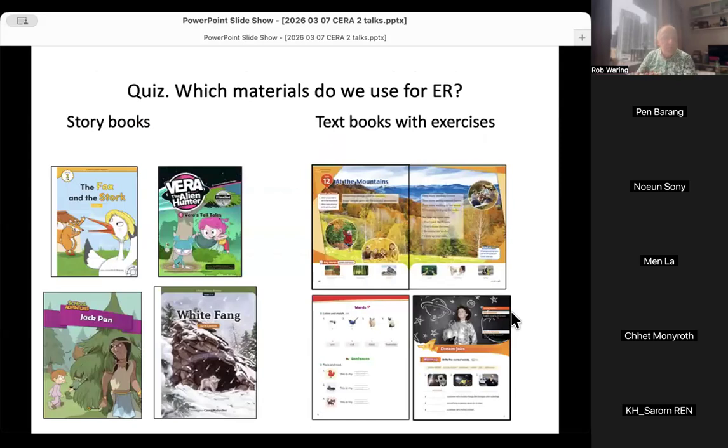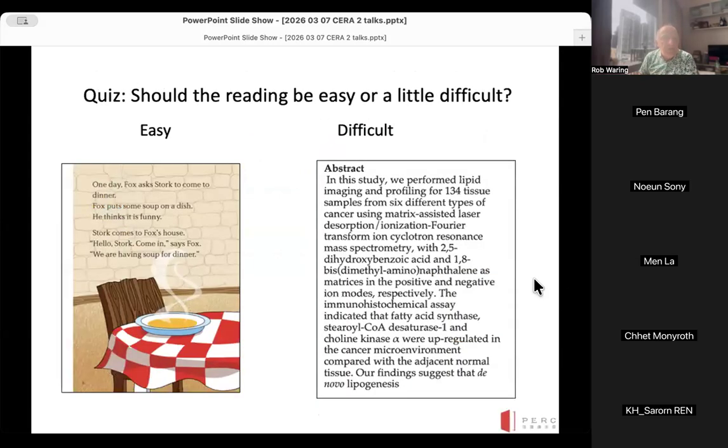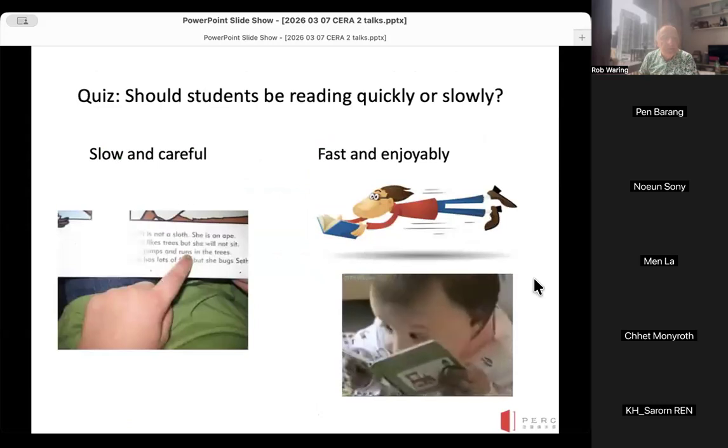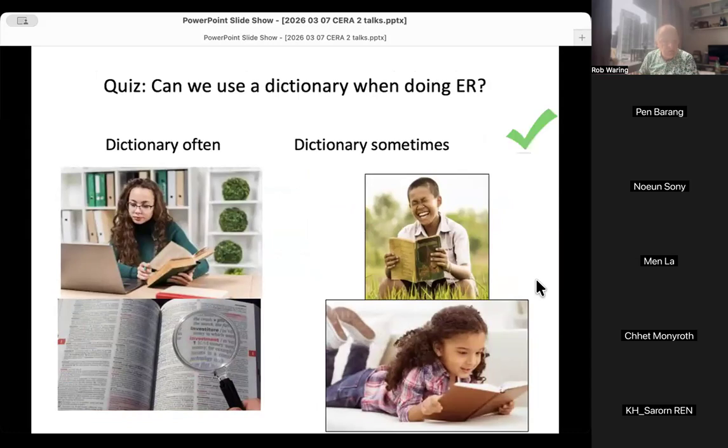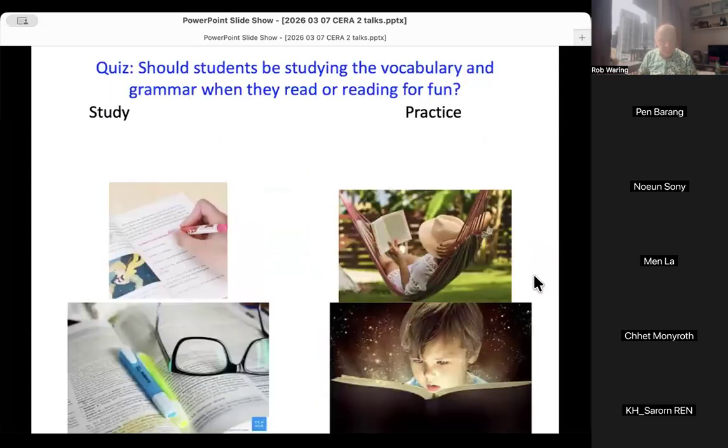So, just to be clear, when we do extensive reading, you should be using storybooks, not textbooks. The reading should be very easy. The reading should be fast and enjoyable. You probably don't need to use a dictionary because the reading should be easy and therefore the students would not need a dictionary. And the type of reading is practice. The reason we do this reading is not to study. We do this to practice the language.